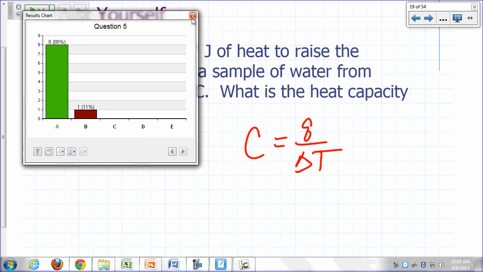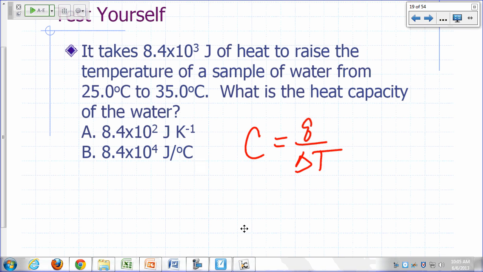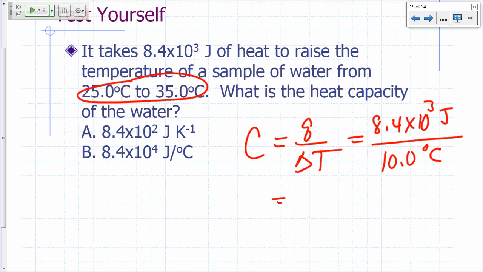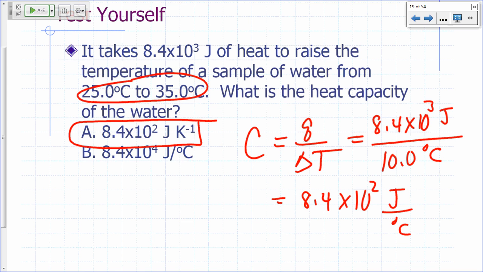Okay, let's see. Q is how much? 8.4 times 10 to the third joules. And the temperature change, T final minus T initial, is 10.0 degrees Celsius. So 8.4 times 10 to the third divided by 10 would be 8.4 times 10 to the 2, with 2 sig figs, joule per degree Celsius. So it's A. Joule per degree Celsius is the same thing as joules per Kelvin or joules Kelvin to the -1. Okay? Same unit.